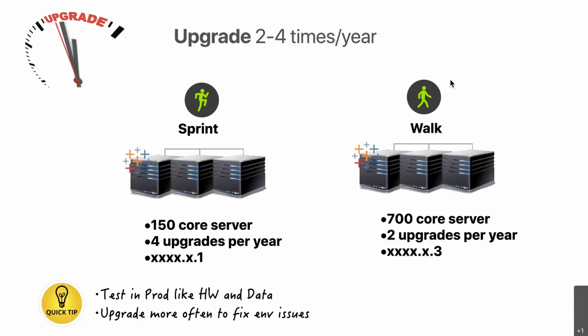We have two servers. One has about 150 cores, another one has about 700 cores. For the 150 core server, we follow what I call the sprint process. That is a more aggressive upgrade, 4 times a year, following Tableau's release cycle. On the right side, we do twice a year, which means combining some new features together.